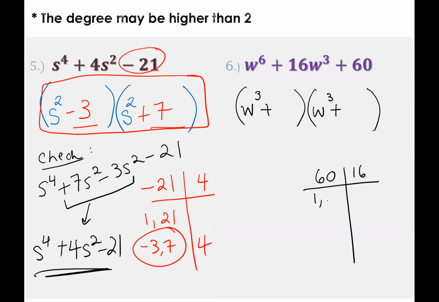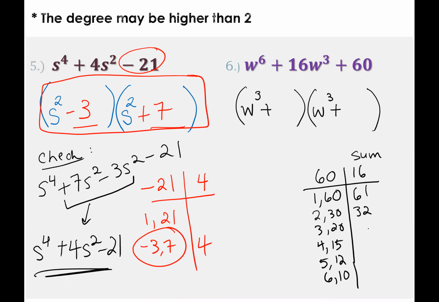So I'll make my list. There's a lot of factors of 60. 1 and 60, 2 and 30, 3 and 20, 4 and 15, 5 and 12, 6 and 10. 7, 8, and 9 are not factors of 60. So nice long list here. If I add these up, again, I'm finding a sum. 1 plus 60 is 61, 2 plus 30 is 32.